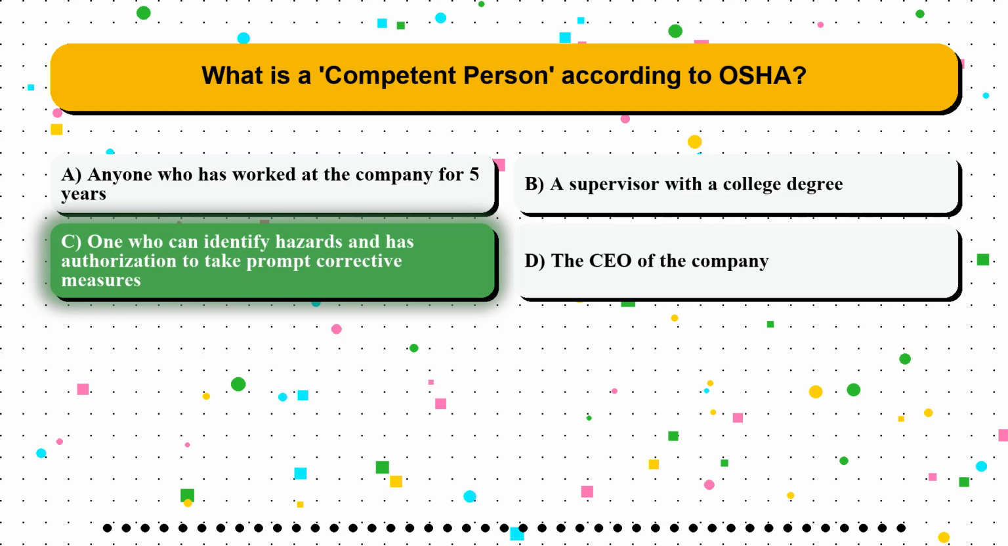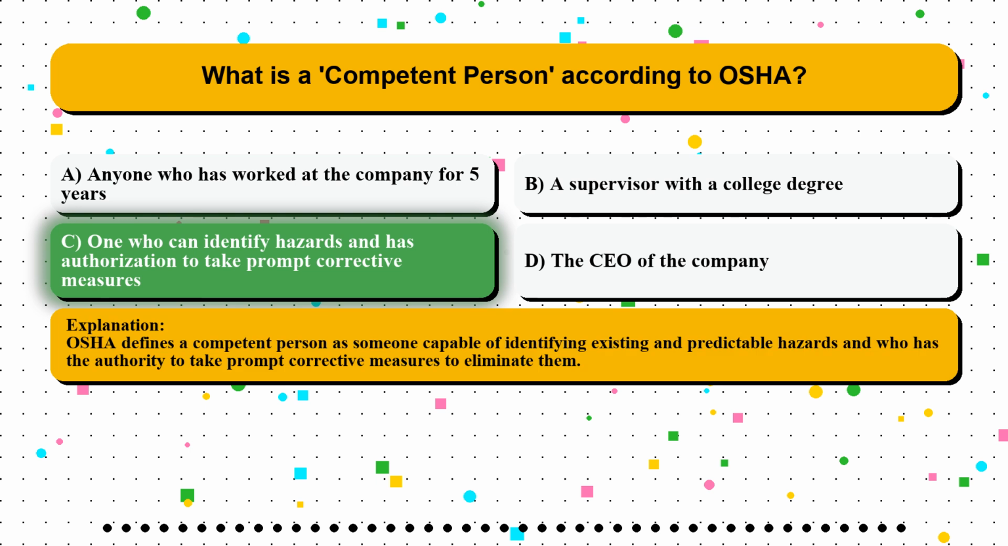The correct answer is option C. One who can identify hazards and has authorization to take prompt corrective measures. OSHA defines a competent person as someone capable of identifying existing and predictable hazards and who has the authority to take prompt corrective measures to eliminate them.